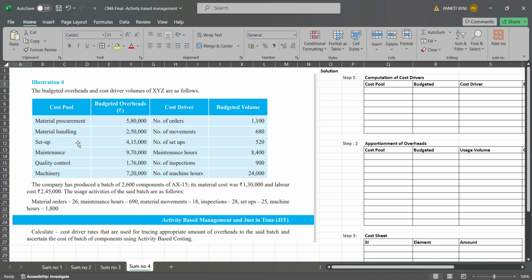Suppose I am planning for a Goa trip, so restaurant cost, amusement park cost, entertainment cost, refreshment cost, staying cost, traveling cost. So they are my cost pools.